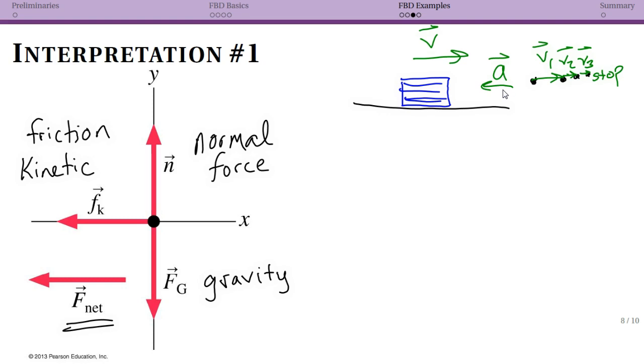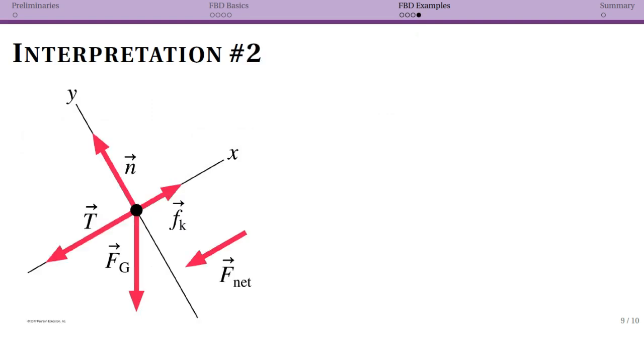Now, the other thing that I want to point out is that if you just looked at the motion itself, you might say this is a one-dimensional problem. But it's not. You have normal force and gravity. So that's one reason why it's always helpful to draw x and y and to not just make the assumption from the beginning that it's a one-dimensional problem.